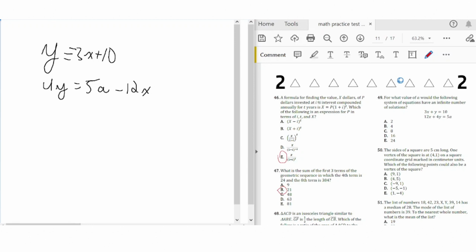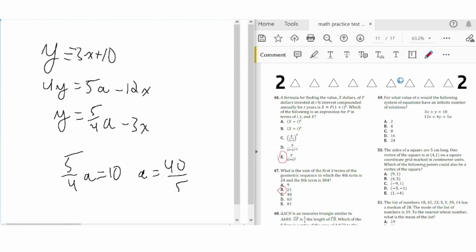All right, so we have y equals negative 3x plus 10 and 4y equals 5a minus 12x. For this second equation here, we're going to have to divide both sides by 4. As you can see, we already have the same slope of negative 3. Therefore, this term just has to multiply out to be 10. So 5 over 4 times some number a is going to be 10. Multiplying both sides by 4 over 5, we have a equals 40 over 5. Therefore, a equals 8.